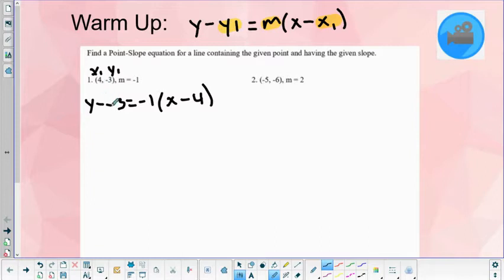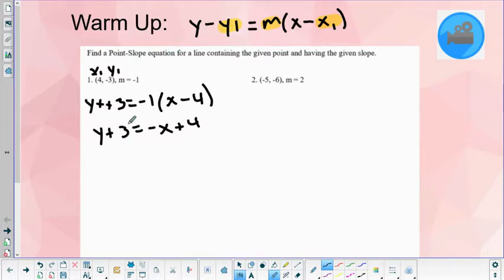So I see minus, minus. I don't like that, so I'm going to change them to plus, plus. So we have y plus 3 equals, and then I'm going to go ahead and distribute. So -1 times x is -x. -1 times -4 is +4. Okay, my goal is to get y by itself because I want the equation to be in slope-intercept form.